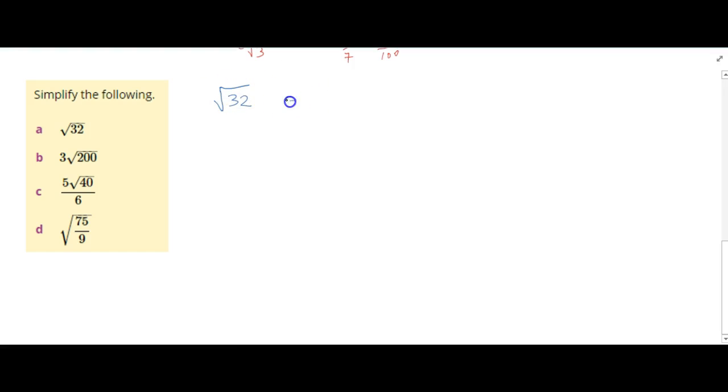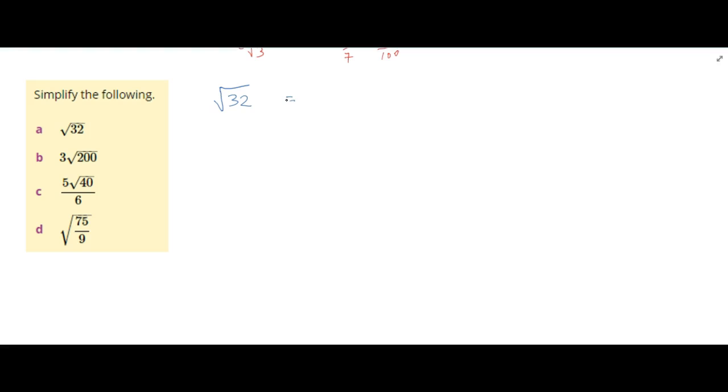Okay, so you can't square root 32, but what you can do is split 32 up into factors. 32 has quite a few different factor pairs, and what we're looking for is square factors, because we're going to square root the factors. Let me just explain. You try to find the biggest square factor that the number has.